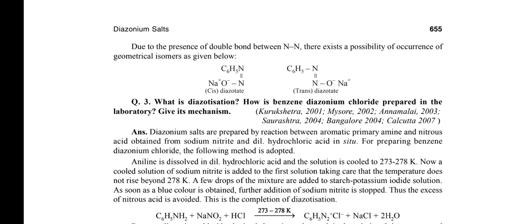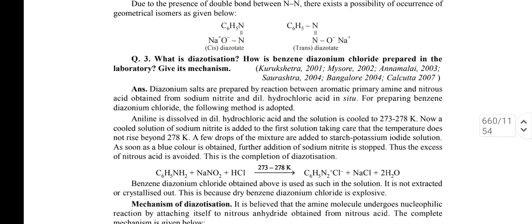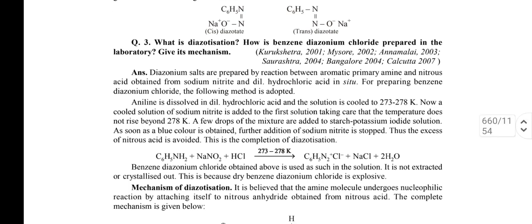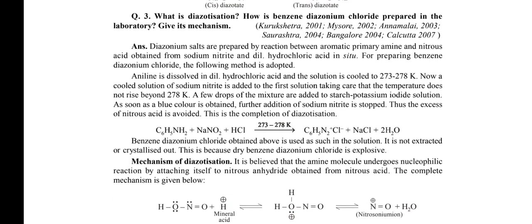Aniline is dissolved in dilute hydrochloric acid and the solution is cooled to 273 to 278 Kelvin. Now a cooled solution of sodium nitrite is added to the first solution, taking care that temperature does not rise beyond 278 Kelvin. A few drops of the mixture are added to a starch potassium iodide solution. As soon as blue color is obtained, further addition of sodium nitrite is stopped. Thus, the excess of nitrous acid is avoided. This is the completion of diazotization.